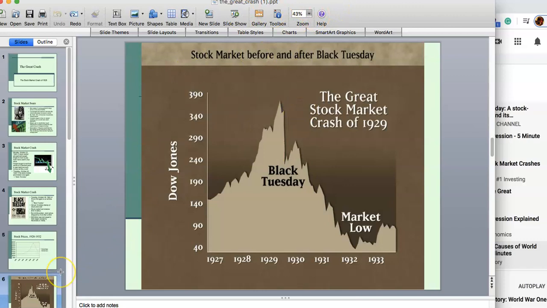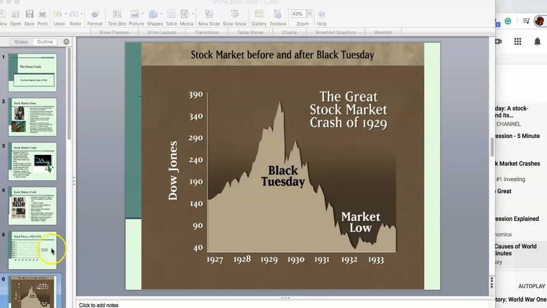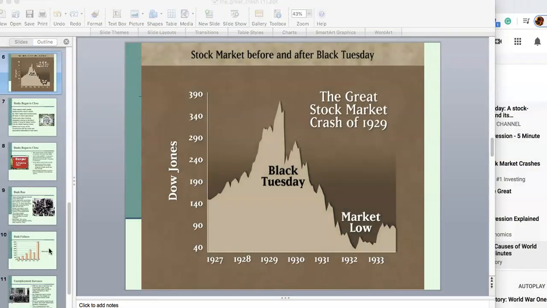It's crazy. It's really scary. And for people who had put all of their money in on the stock market, this is an extremely scary time for them.